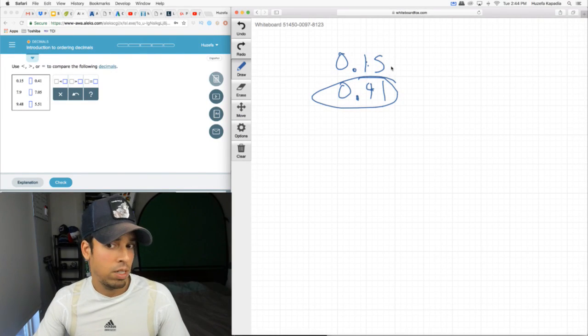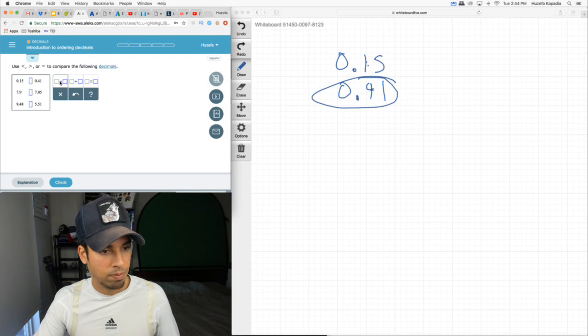This is like comparing 15 to 41. 41's obviously bigger, so we go this way.